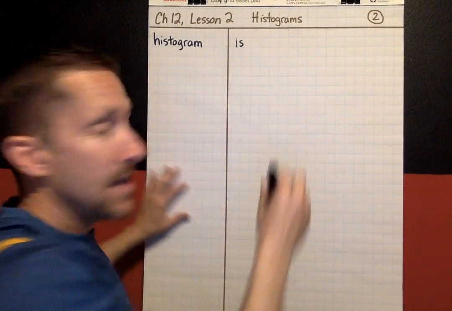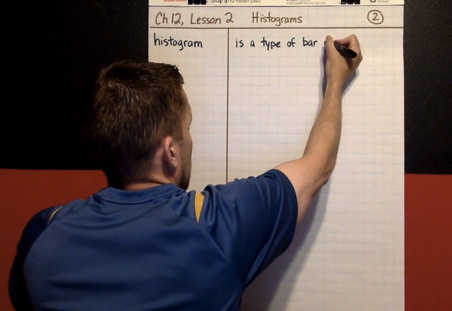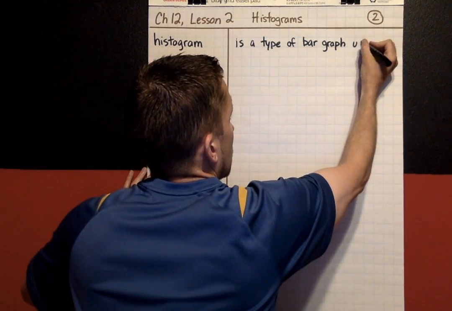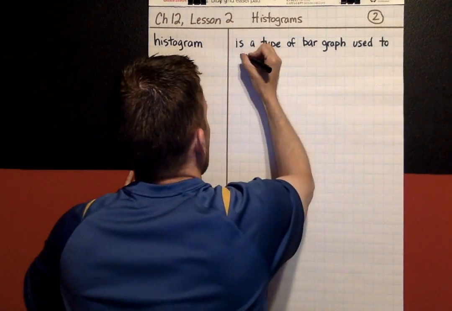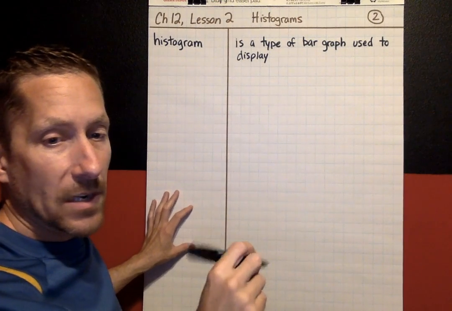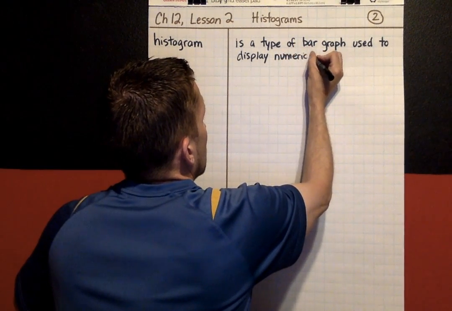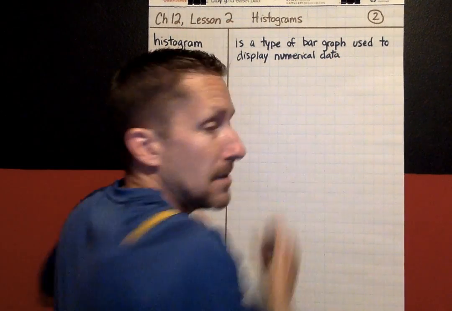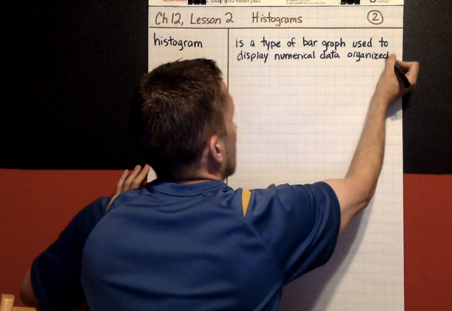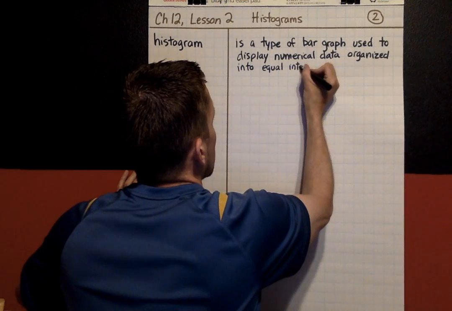A histogram is a type of bar graph used to display numerical data organized into equal intervals.